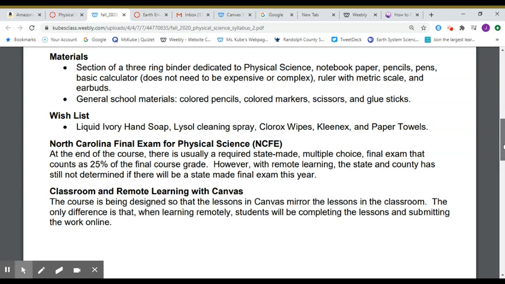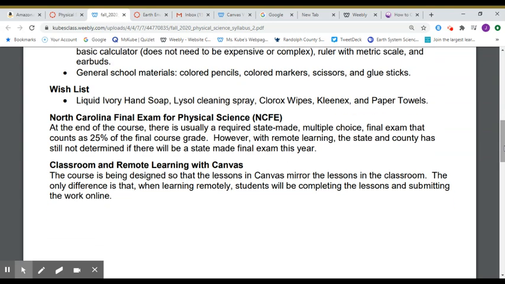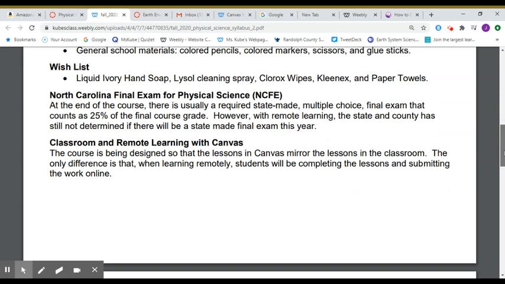Okay, so the physical science final exam. They did end the North Carolina final exams, the NCFEs. So you'll just be taking the EOC that's written by the state. We will still have an exam, and maybe teacher made. More than likely, it'll be made by the county. So it'll be like a county benchmark.